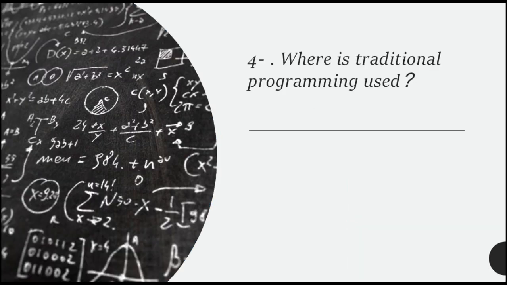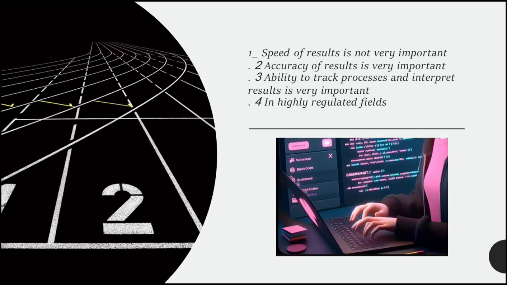Point number 4. Where is traditional programming used? It is preferable to use traditional programming in the following cases. Number 1. The speed of results is not very important. Number 2. The accuracy of the result is very important. 3. The ability to track the processes performed and interpret the result is very important. And finally, in highly regulated areas.